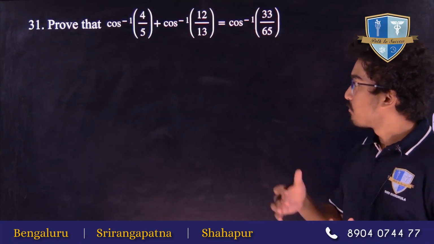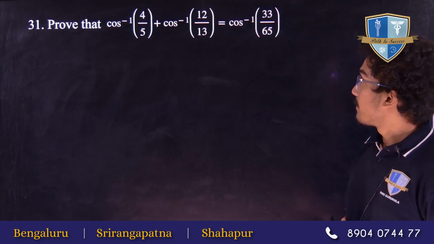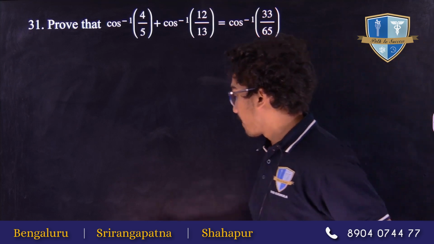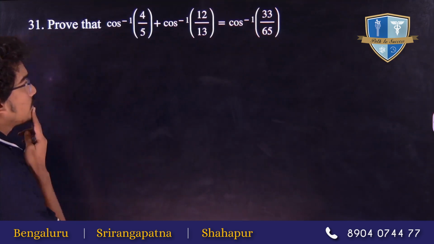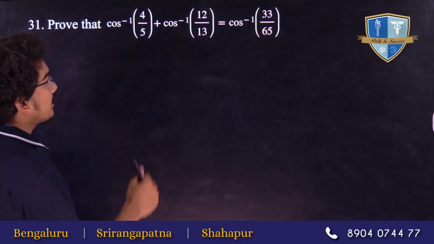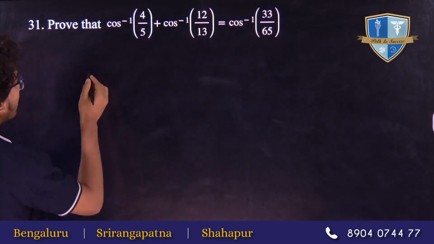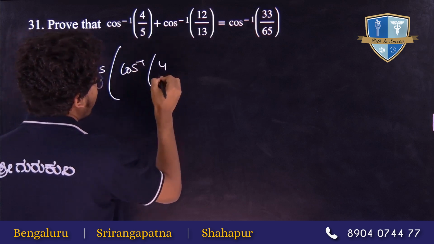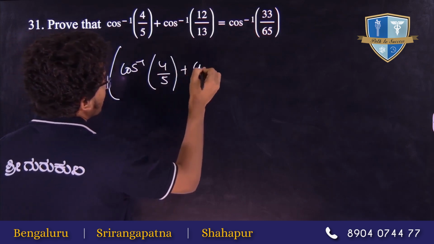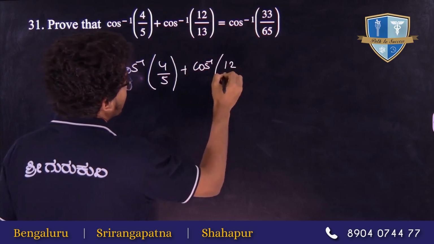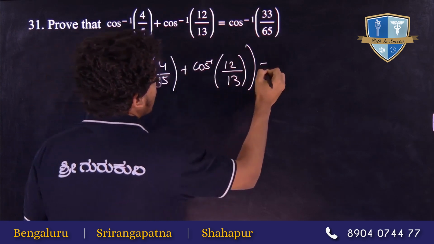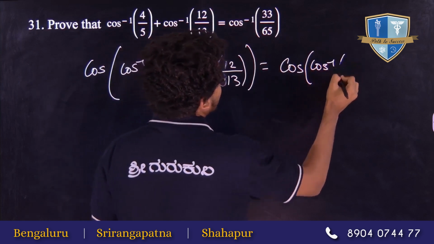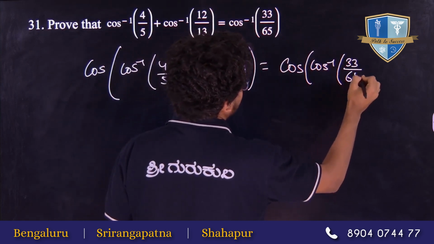So next question is, prove that cos inverse of 4 by 5 plus cos inverse of 12 by 13 is equal to cos inverse of 33 by 65. So first what we'll do, we'll take cos on both the sides. Since they both are angles, we can take cos on both the sides. So cos of (cos inverse 4 by 5 plus cos inverse 12 by 13) is equal to cos of cos inverse 33 by 65.